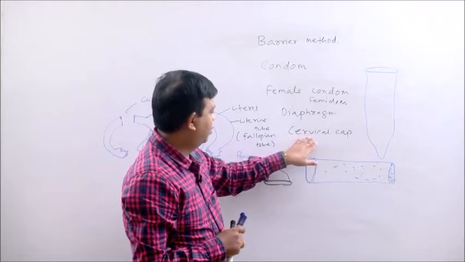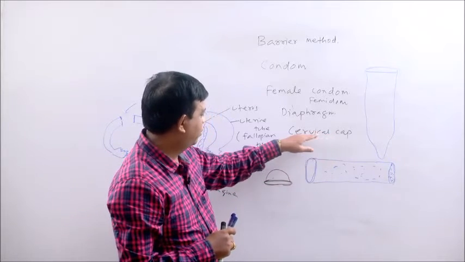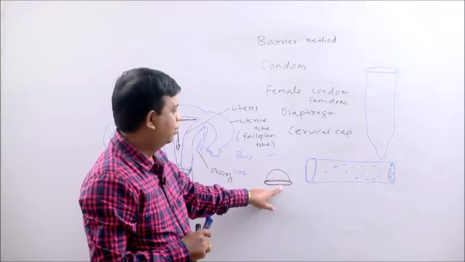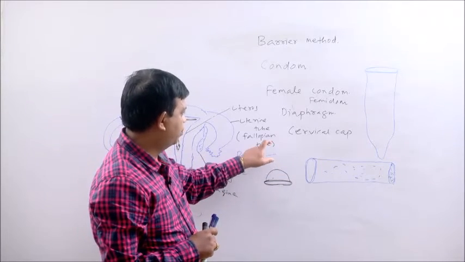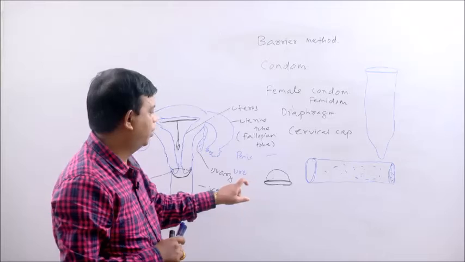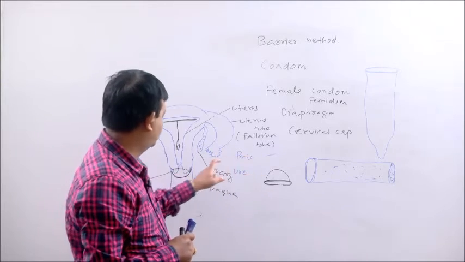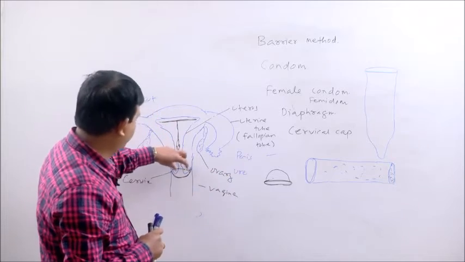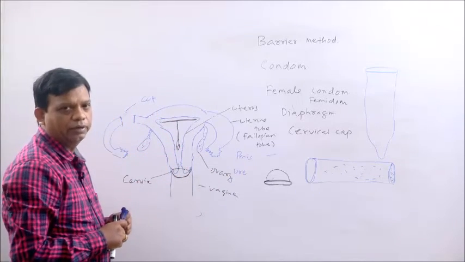The cervical cap is also made of rubber and similar to the diaphragm, but it is smaller in size. Compared to the diaphragm, it is smaller in size. It also fits over the cervix. Being smaller in size, it fits over the cervix more tightly.